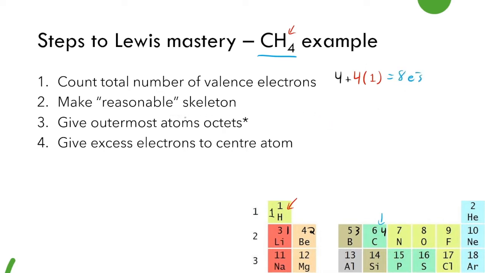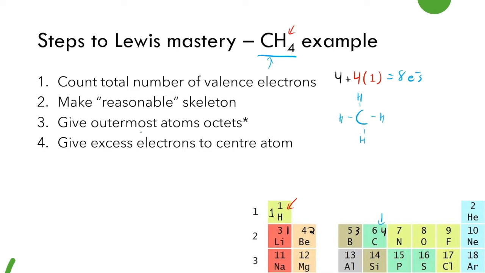Then we make a reasonable skeleton, and I have that in quotes because that is going to be a little bit nebulous. It might get a little bit complicated, but that will be covered in your course. For now, we're focusing on the relatively easy versions. The reasonable skeleton for CH4 would have carbon in the center, and then the hydrogens all around it. Carbon is very often going to be at the center of Lewis dot structures.